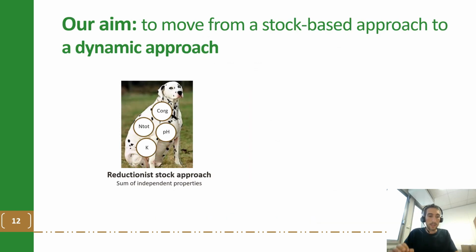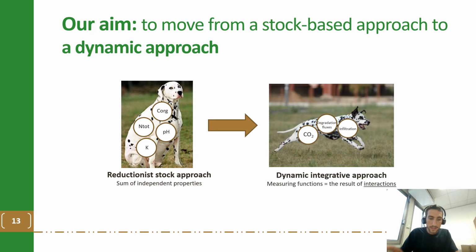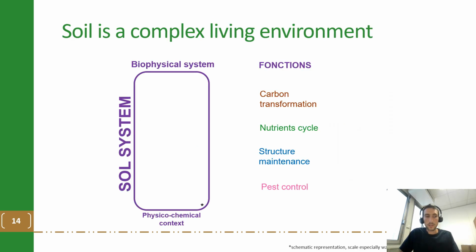Our aim is therefore to move from a stock measure, from static inherent property measurement, to flux measurement that reflects the activity of living soil organisms. This approach avoids the need to project function by measuring it directly. For example, I measure the quantity of earthworms I find in the soil. I can project that this earthworm will improve the structure of my soil.